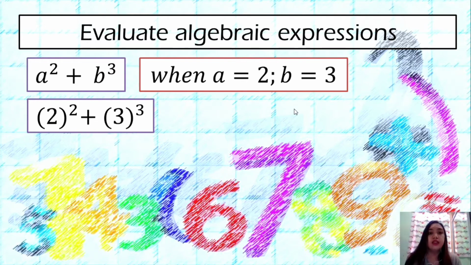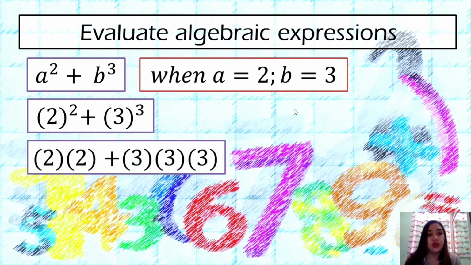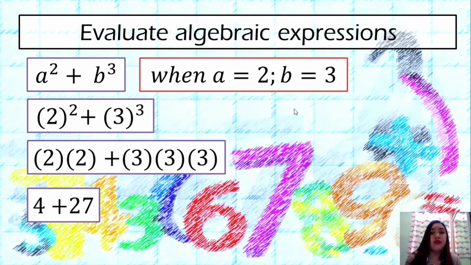Next, let us expand, no? Ano yung 2 squared? Di ba kapag sinabing 2 squared, imumultiply natin siya ng 2 beses. So, ganito po siya: 2 times 2 plus, copy the operation, and then si 3, meron siyang exponent na 3. Meaning, imumultiply natin siya ng 3 beses. So, 3 times 3 times 3. Let's multiply them. 2 times 2, you will get 4. Plus, paano ko nakuha ang 27? Tama po ba yun? 3 times 3 is 9?